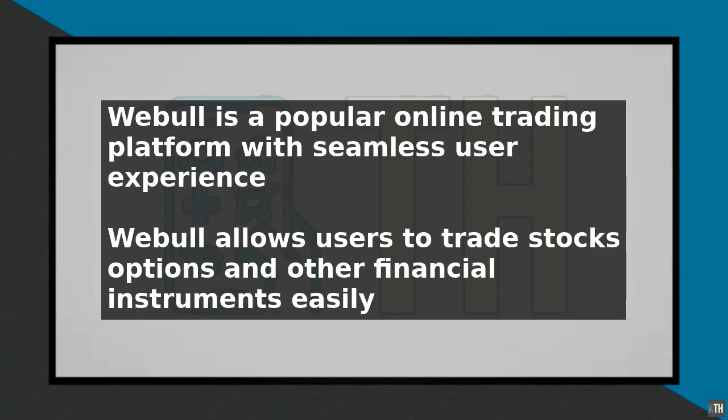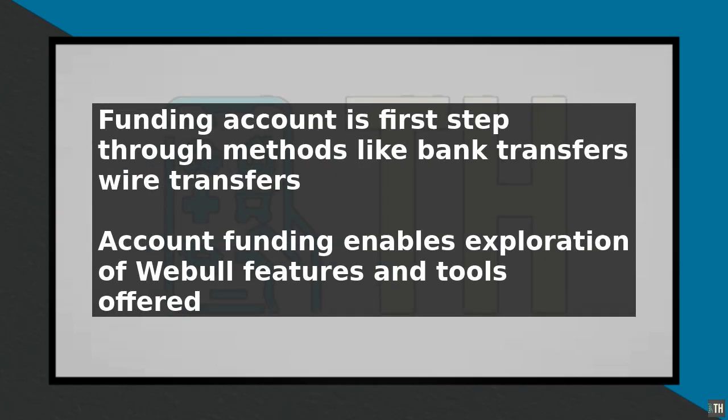Webull is designed to provide users with a seamless and intuitive experience, allowing them to trade stocks, options, and other financial instruments with ease. To get started, you will need to download the Webull app or access the platform through the website. Once you have created an account and logged in, you will be taken to the main dashboard, where you can view your account balance, portfolio, and market data.